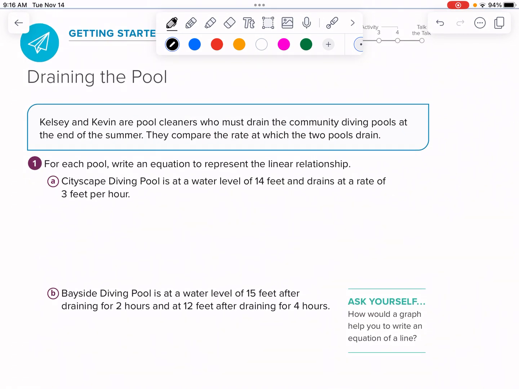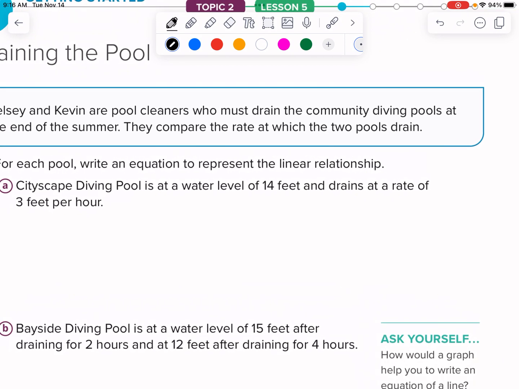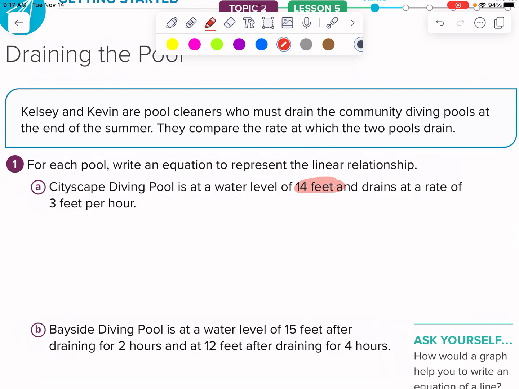So the context here says Kelsey and Kevin are pool cleaners who must drain the community diving pools. At the end of the summer, they compare the rate at which the two pools drain. So you have to clean these pools. For each pool, write an equation to represent the linear relationship. And then for this one, we have Cityscape Diving Pool is at a water level of 14 feet. If you want to think of what's 14 feet, this classroom is about 10 feet. So 14 feet is a little bit taller than this, or deeper than that.